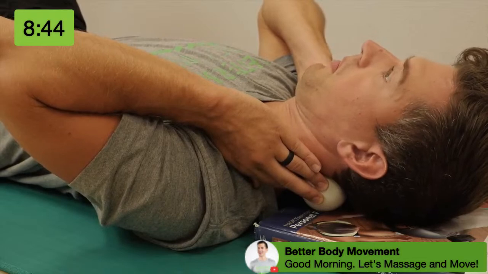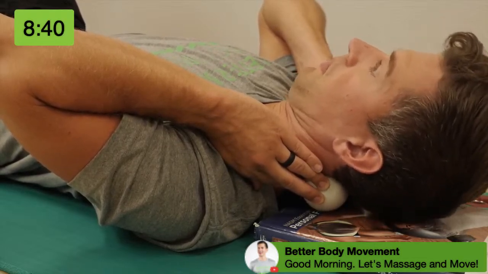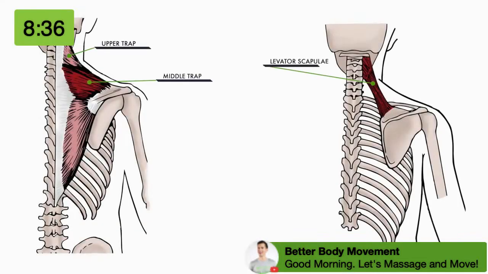Remember to do this continuously through the entire neck, rotating to the left or right as needed. Our final release is going to be on the upper and middle trap and levator scapula.